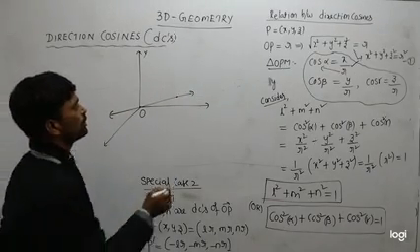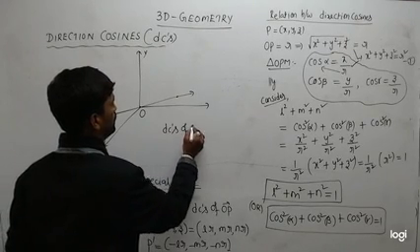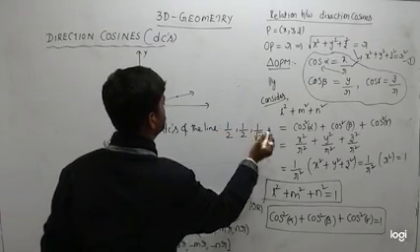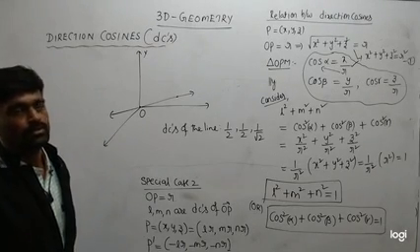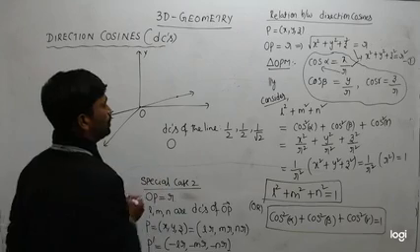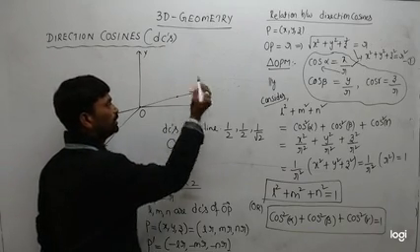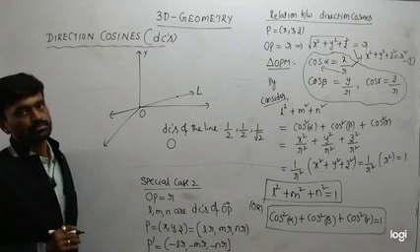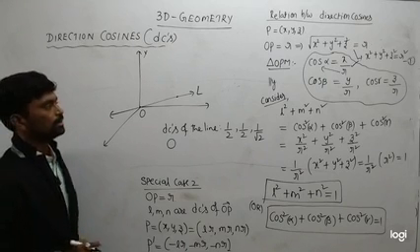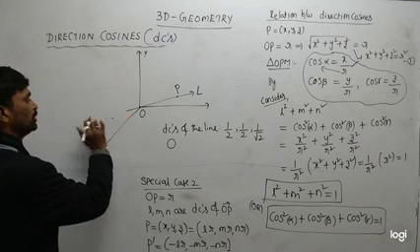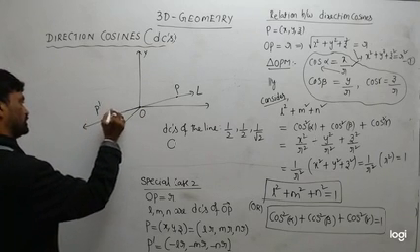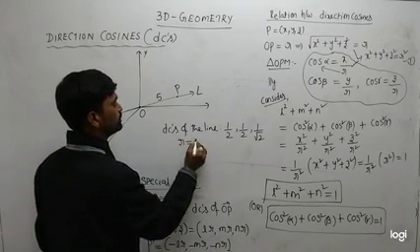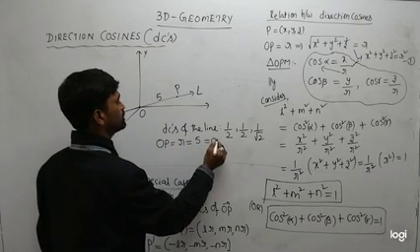For example, suppose the direction cosines of the line are 1 by 2, 1 by 2, 1 by root 2. Then find the coordinates of the points on the line L which are at a distance of 5 units from the origin. Obviously there will be 2 points on the line at a distance of 5 units from the origin. So here the R value is given as 5, OP is equal to R is equal to 5, which is the same as OP dash.